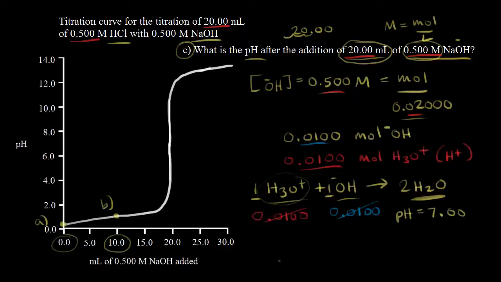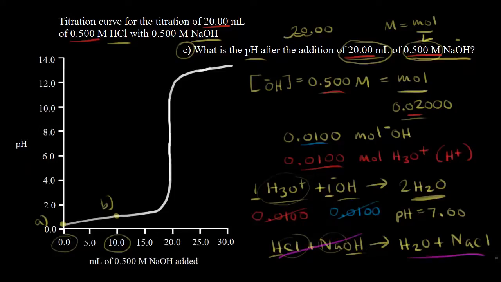I could have written this another way. I could have written HCl plus NaOH. This would give us H2O, because H plus and OH minus give us H2O, and then we would have NaCl left. We would have a solution of sodium chloride, so an aqueous solution of sodium chloride. And if our acid and our base completely neutralize each other, we're just left with an aqueous solution of sodium chloride. And so the pH is just the pH of water, because sodium ions and chloride anions don't interact with water enough to change the pH. So the pH after we've added 20 mLs of our base is equal to 7.